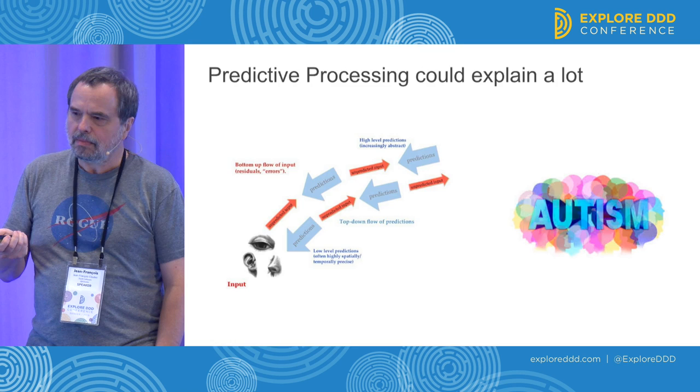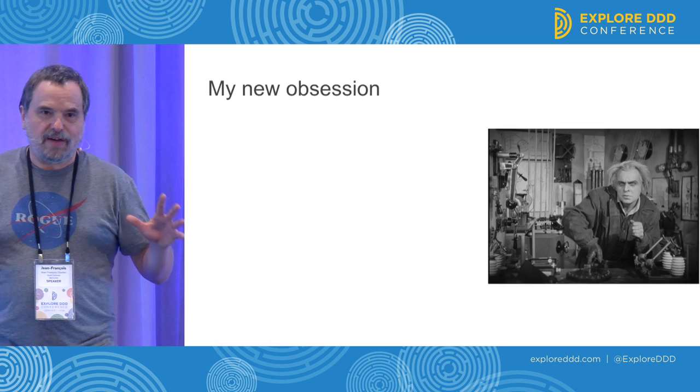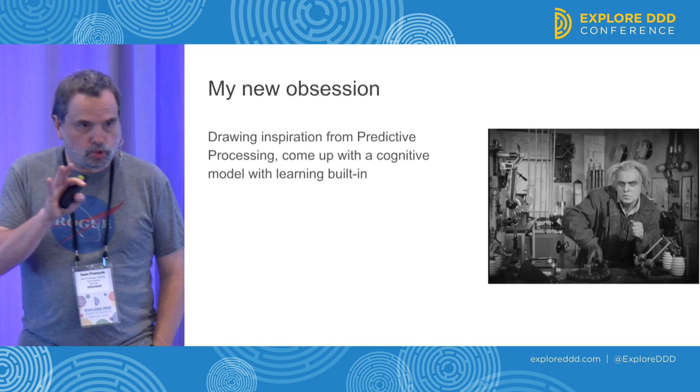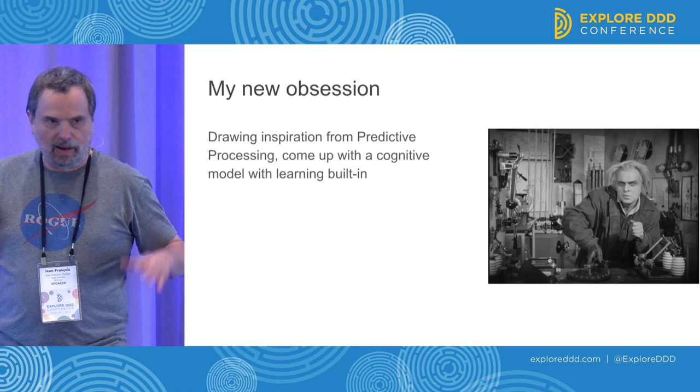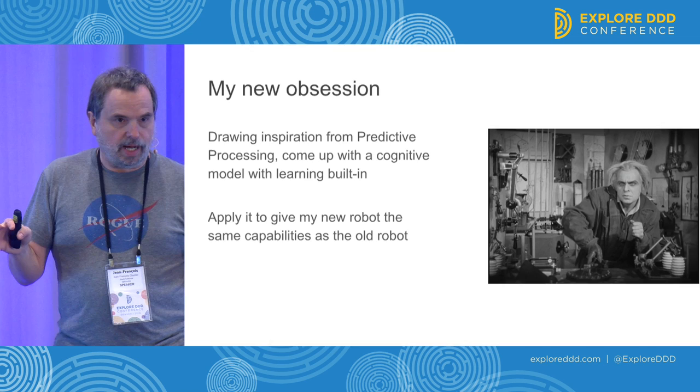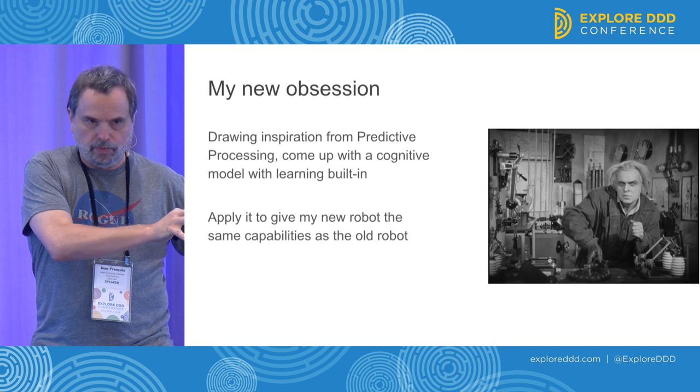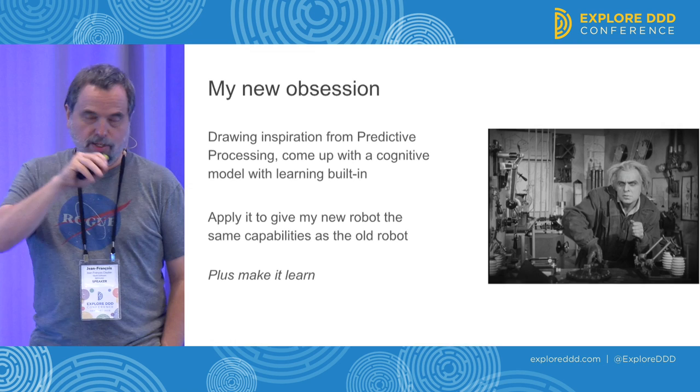Okay, now I'm totally excited about predictive processing. I like the fact that learning is built in. So my new obsession is, okay, I'm going to draw my inspiration from it, right? And I'm going to come up with a domain model, a cognitive model, with learning built in. That's what I want to do. That's all I can think of, pretty much. I'm going to apply it to my new robot, and my test is that it should be able to do pretty much everything that the old robot could do, plus it learns. That's my goal, okay? My new obsession.